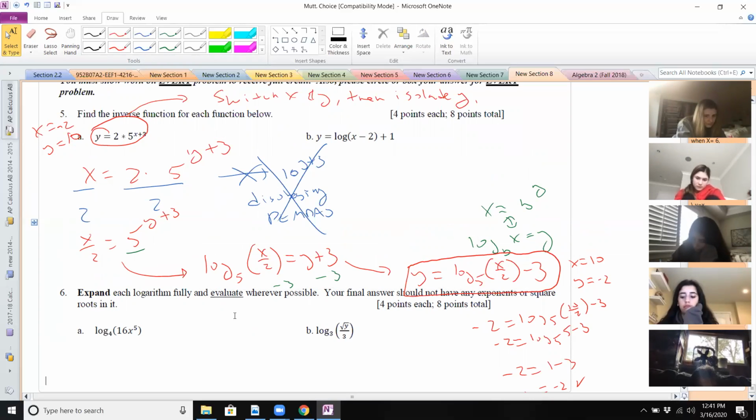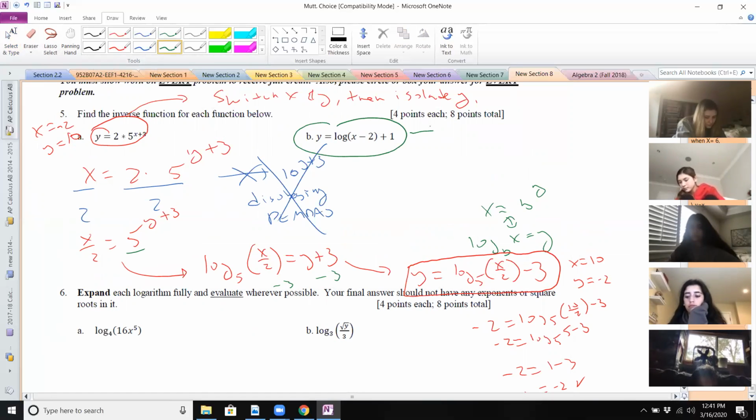So I'll have you guys now try B. Now remember, you don't see a base. There's no base at all whatsoever. So you assume it's 10. Always assume it's 10 if you don't see a base. So you're going to have to switch x and y and then isolate y. So why don't you guys go ahead and try that.